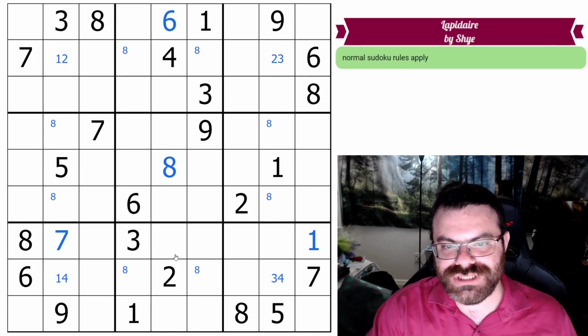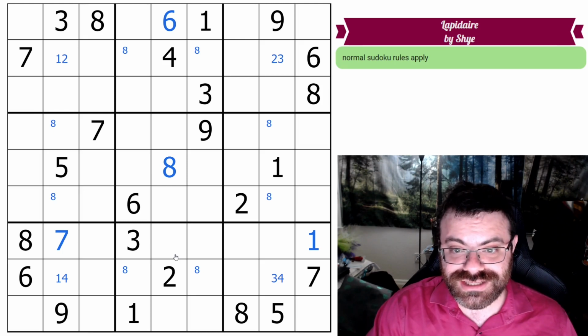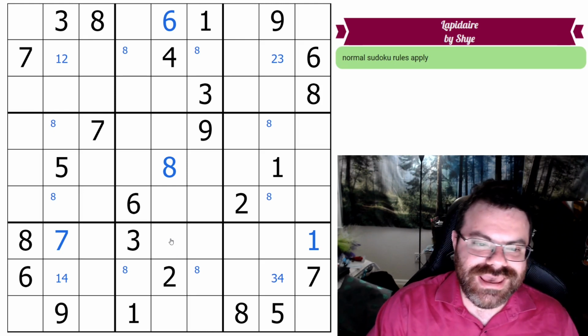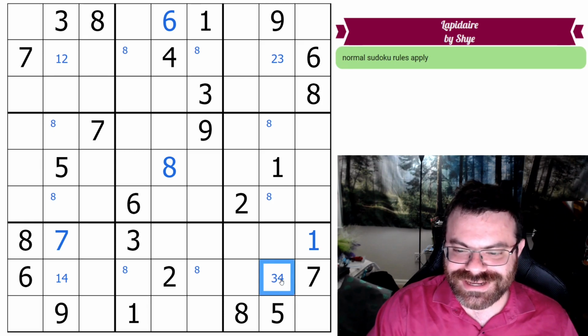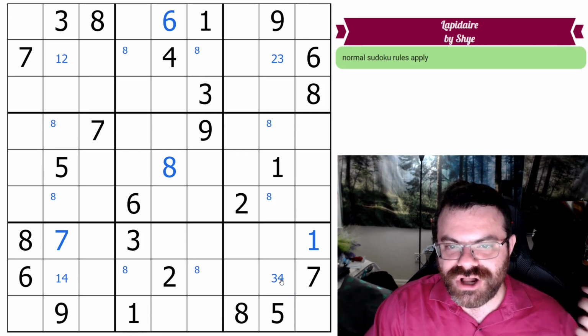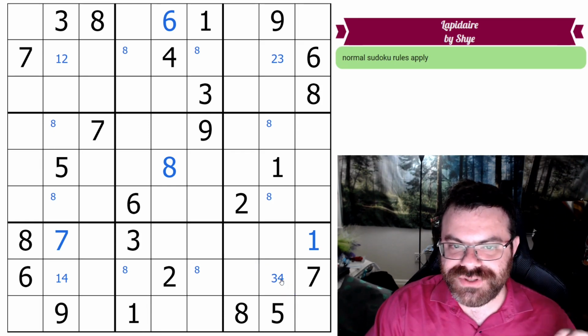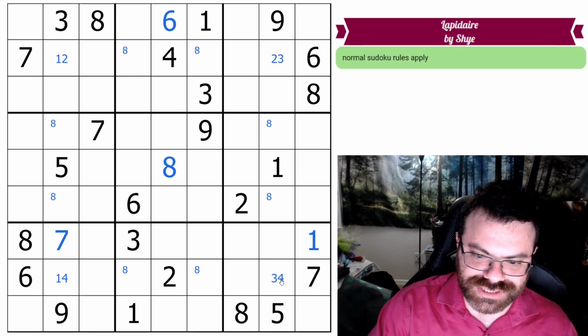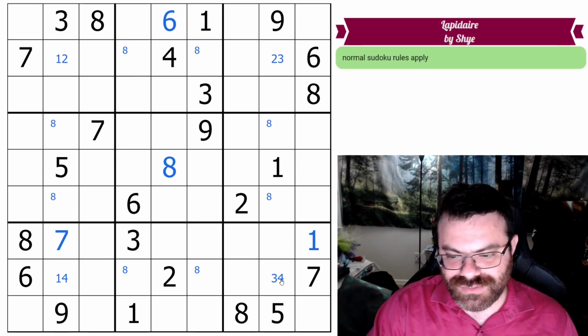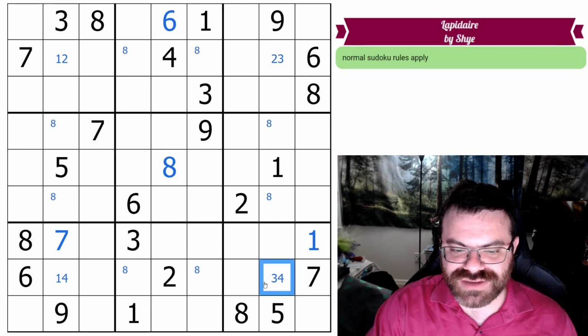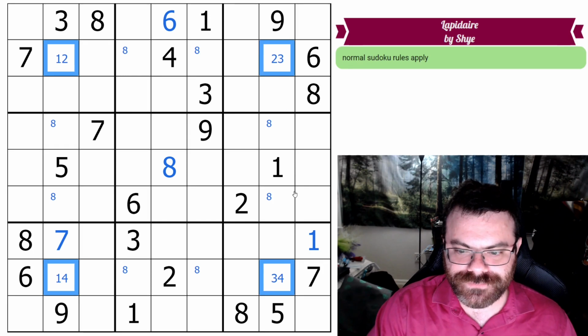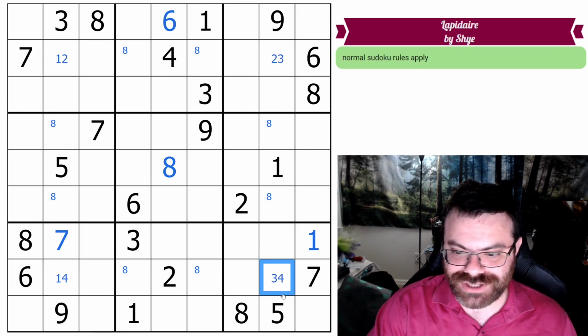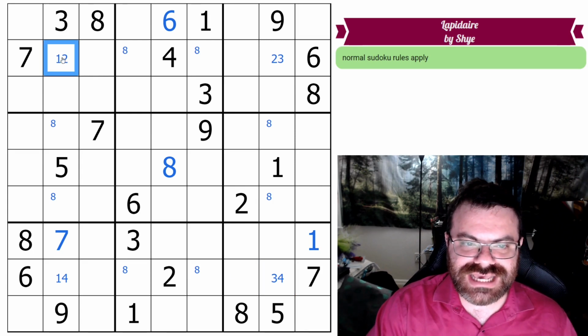Well, there's something called AICs, alternating inference chains. And I promise this is going somewhere. With alternating inference chains, you alternate between strong links and weak links. So let's talk about that in terms of this XY ring. Let's start here again, and let's say if not 1.